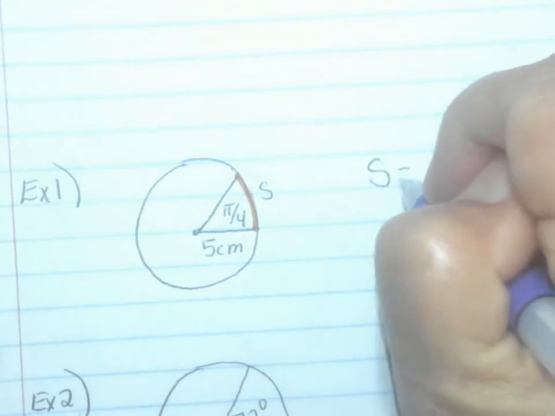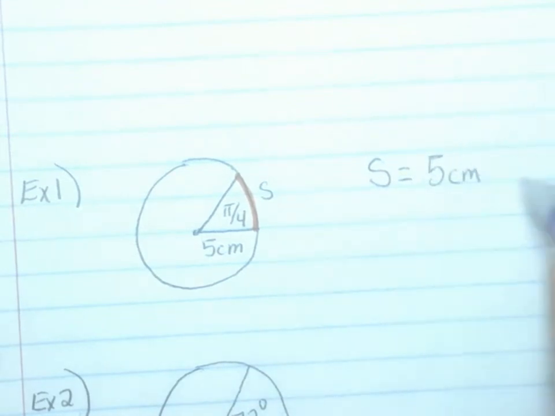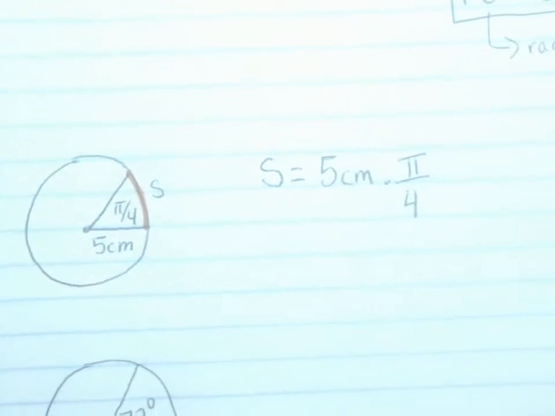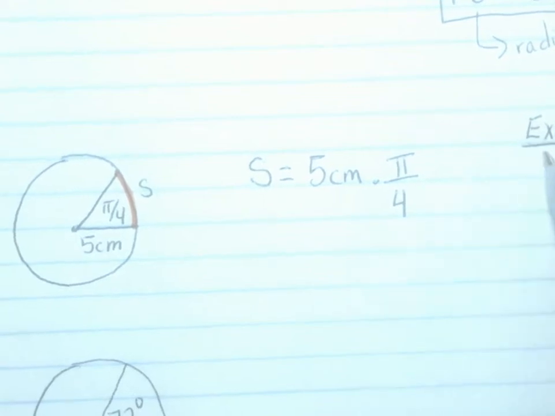So the arc length S is equal to the radius of 5 centimeters multiplied by the angle measurement pi over 4. That's all there is to the formula. But let's talk about how we're going to express our answers. There are times when we want to give the exact answer. And your IXL lesson today is going to ask you for the exact answer.